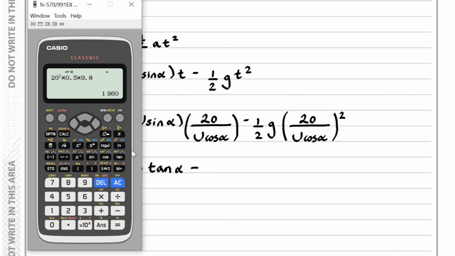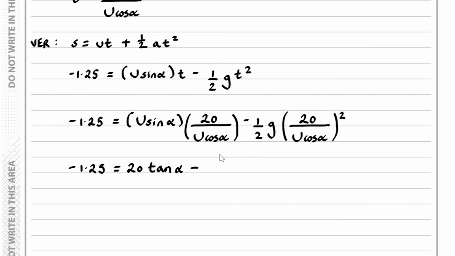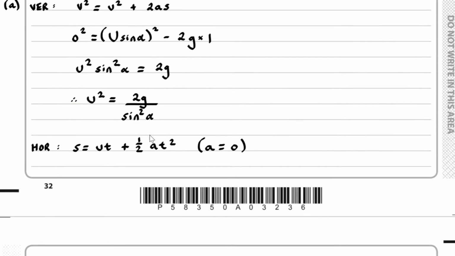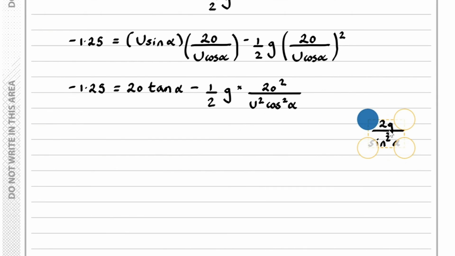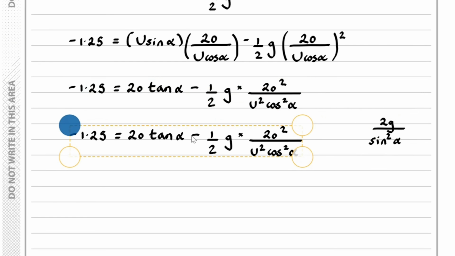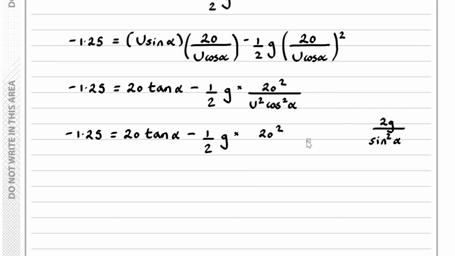Well, before we do anything else, let's expand fully. I've got 1/2 times g multiplied by 20 squared, and on the bottom I would have u squared cos squared alpha. But I know what u squared is. That's 2g over sine squared. So I can replace as necessary. So I've got this equation, but instead of me having a u squared, I've got 2g over sine squared, and I'm going to multiply this by cos squared alpha.